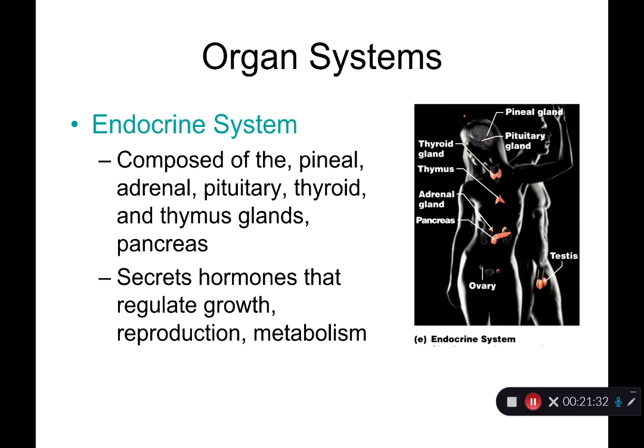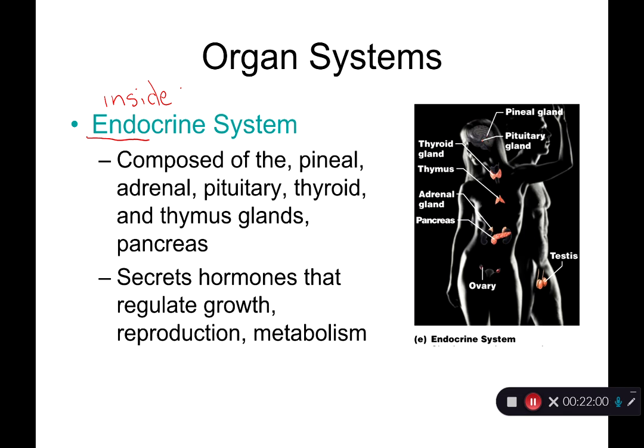So an endocrine gland, endo, means inside. So these are glands that are inside your body and they're releasing their products directly into your bloodstream. Typically, when we think of the endocrine system, we think of hormones. So the endocrine system is composed of glands all over the body. So as we go over them, I'm going to circle them over here.